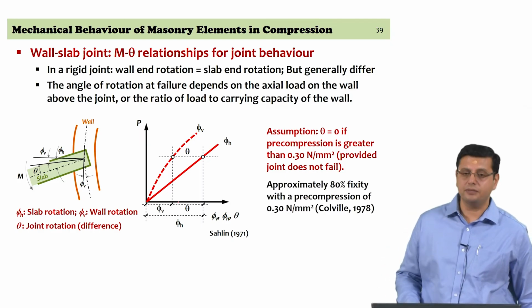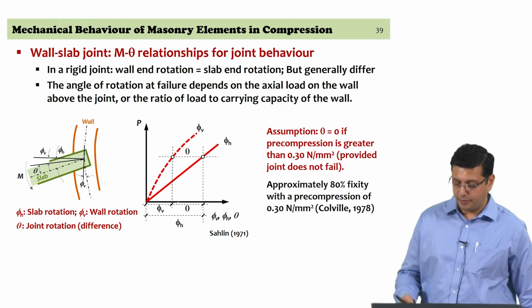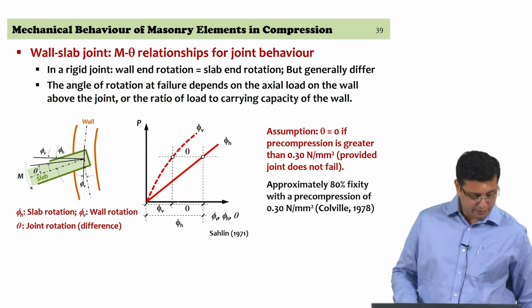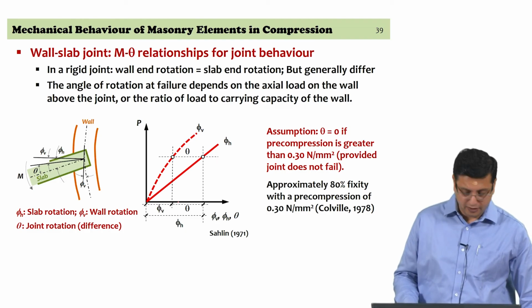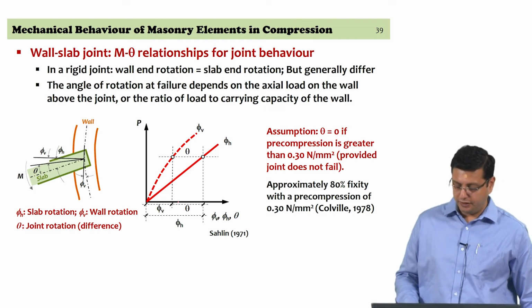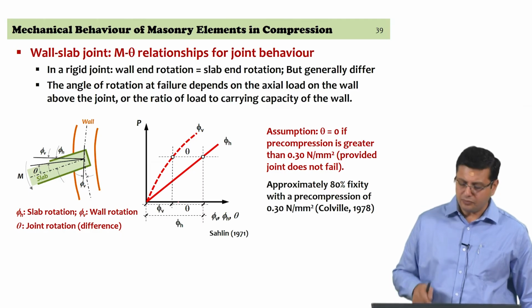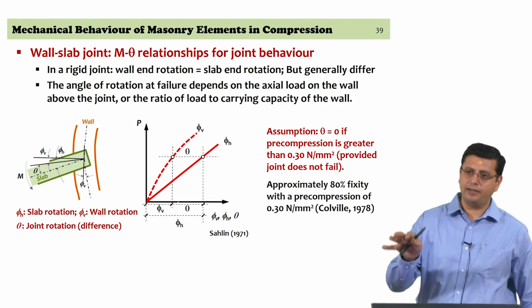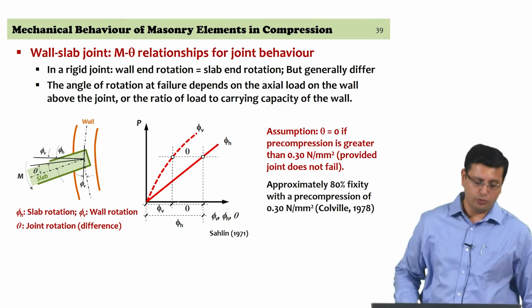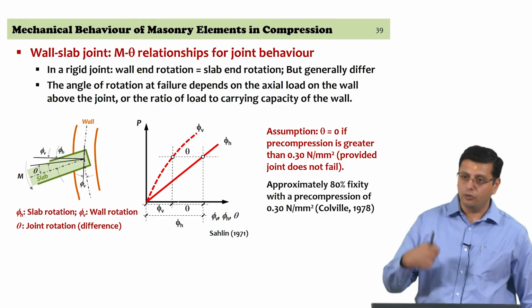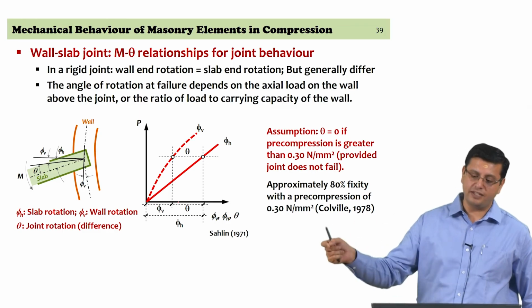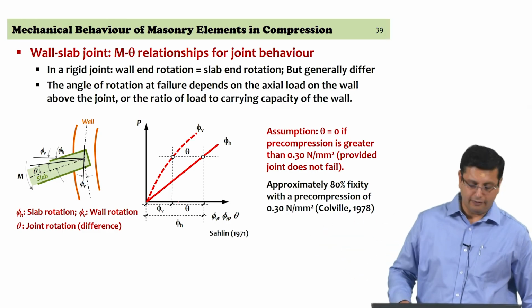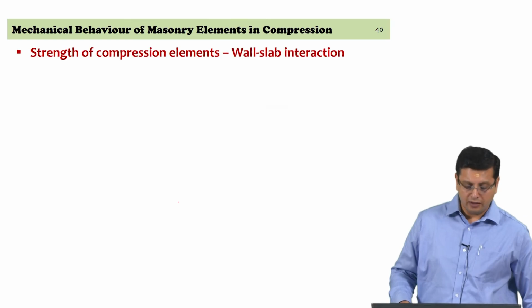and this has actually been seen quite clearly in experimental results, that you get almost 80% fixity if you are looking at a compression stress level of about 0.3 MPa. So, with this you will have an estimate of the rotation, and then you can go use curves which are actually accounting for end rotations as well to be able to estimate the vertical load carrying capacity of a wall.